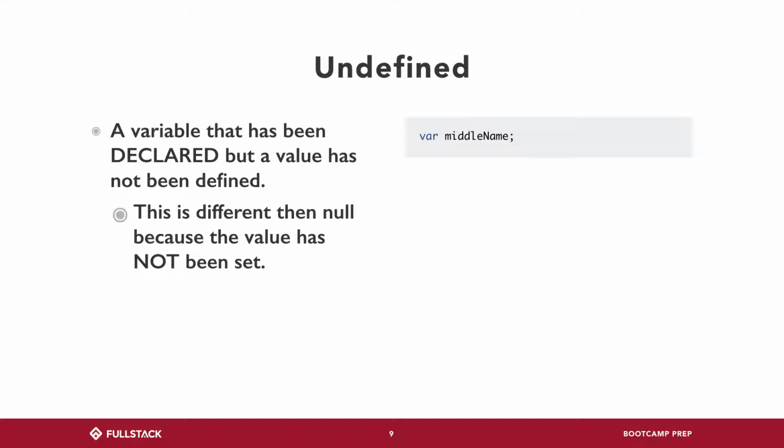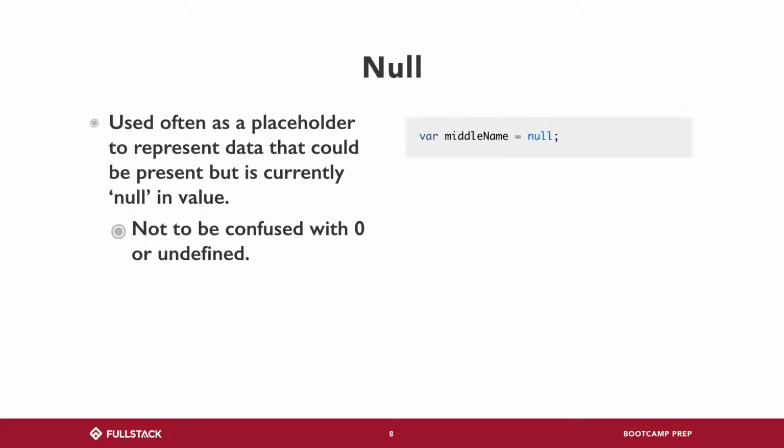Undefined is because we haven't set it yet, but null means I've tried to give it a value and there wasn't a valid one, or I tried to do an operation and a null came back, or something wasn't valid for it, or I might even intentionally say this is not a valid thing, like we did in the previous slide. We can even explicitly say var middle name is equal to a null value.